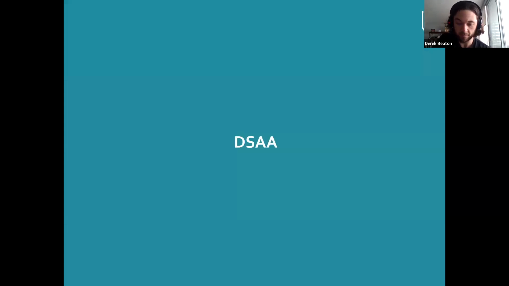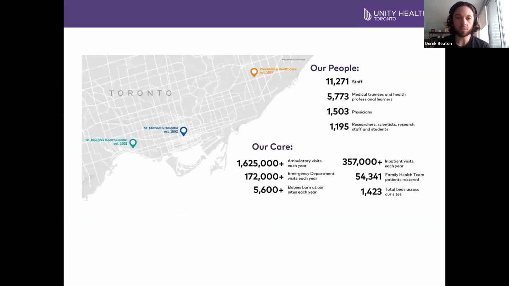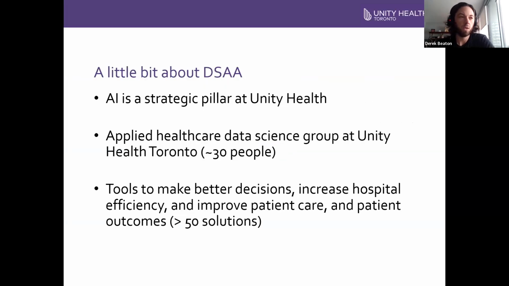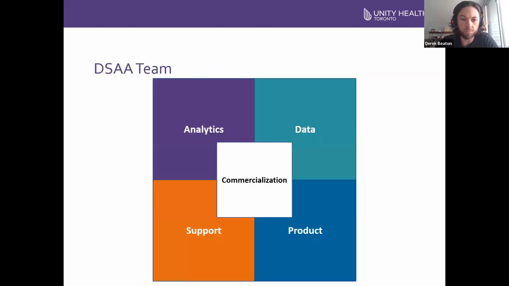The Data Science and Advanced Analytics team is a team that is situated at Unity Health. Unity Health is 3 hospitals in the city here. So on the west side, we have St. Joe's. Right here in downtown, we have St. Mike's. On the east side, we have Providence. The DSAA team is part of a strategic pillar at Unity Health. AI is one of the core strategies of this organization. And we are a team of only 30 people. And our goal, our purpose is to develop tools that will help people make better decisions or increase efficiency or improve patient care. And we've done this with, over our whole span, more than 50 solutions.